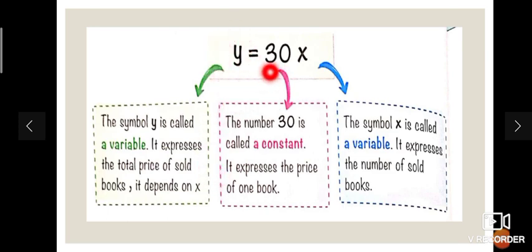Okay, 30 is a constant. The number 30 is called a constant. It's the price of one book. The symbol x is called a variable. It expresses the number of sold books. Okay, then y is a variable, 30 is a constant, x is a variable.